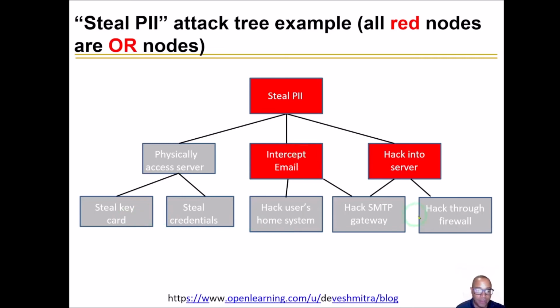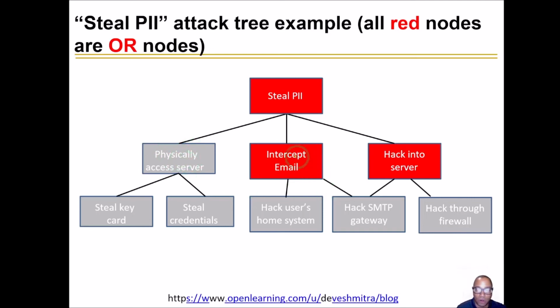But let's roll up and look at some of the leaf nodes, the very bottom actions that you see down here. In order to lead to stolen PII, we would ask questions like, was a key card stolen or credentials stolen? Was a user's home system hacked? Was the mail server hacked? Was someone able to hack through the firewall? And let's look at this AND statement here for physical access to the server. Both of these conditions have to be true in order for this condition to be true. So if someone stole a physical key card to gain physical access into a system, and if they had some stolen credentials, then we can say that the physical access to the server was compromised.